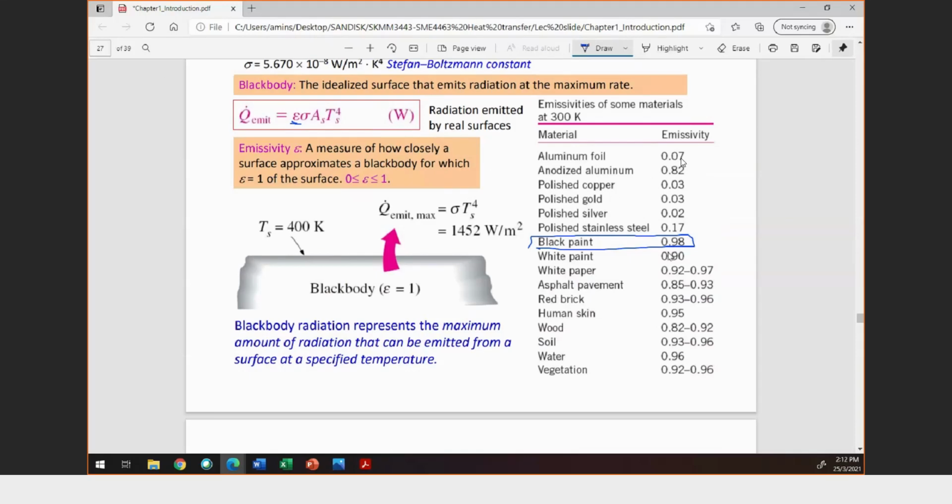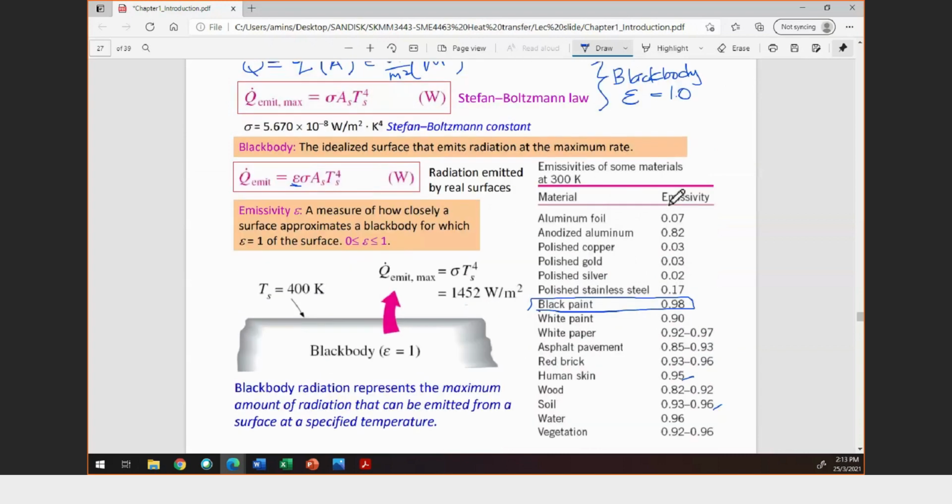Human skin is 0.95. What else? Soil is 0.96. Soil is also good at emitting heat by radiation. So this emissivity is a property that decides how much radiation is produced by a surface or by an object.